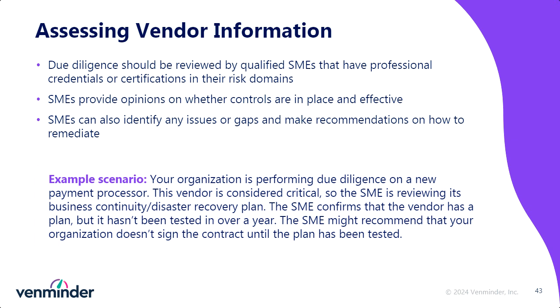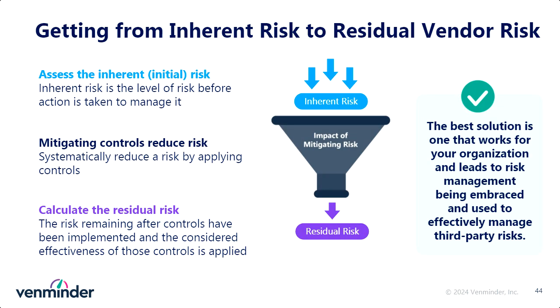For example, you might be doing due diligence on a new payment processor that hasn't tested its business continuity plan in over a year. The SME might recommend that you don't sign the vendor contract until that plan has been tested. After assessing that vendor information, we finish the risk assessment process by establishing internal controls and determining residual risk.